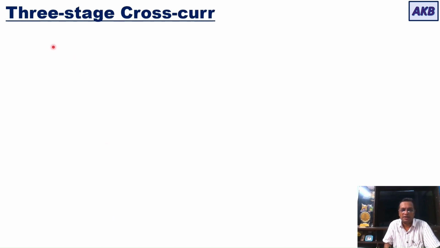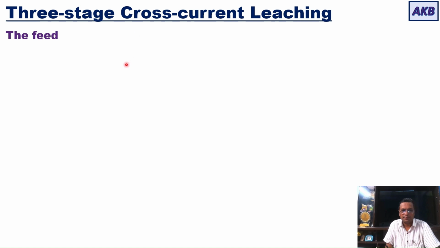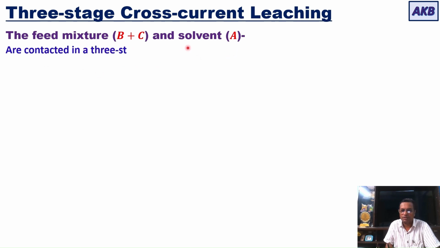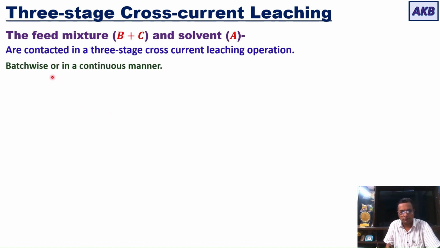Now let us consider a 3-stage cross current leaching. That is, we are going to consider a cross current cascade that has 3 stages in it. In this case, the feed mixture is B plus C and the solvent is A. The feed mixture and solvent are contacted in a 3-stage cross current leaching operation, and it could be carried out batch wise or in a continuous manner, as I have told you. Now let me show you the schematic diagram.